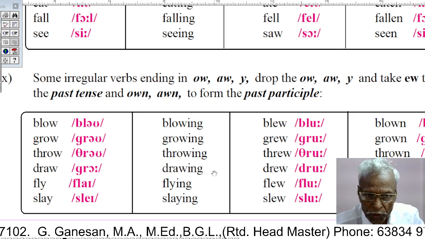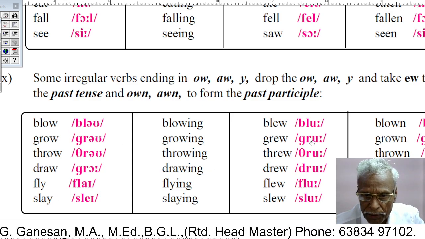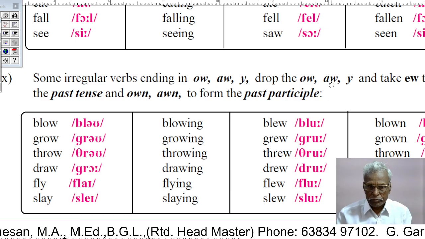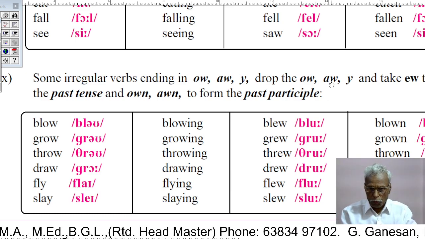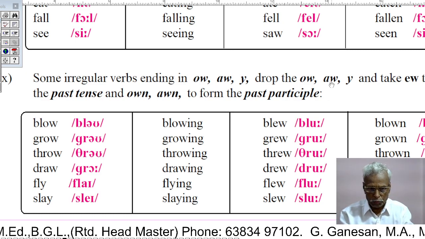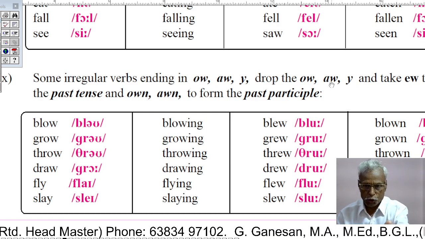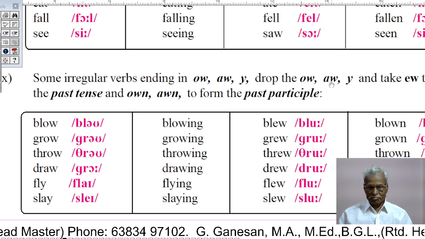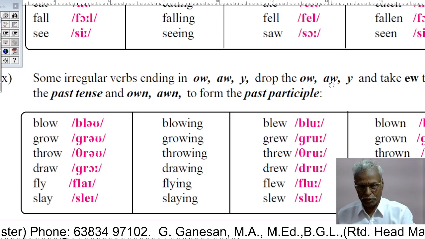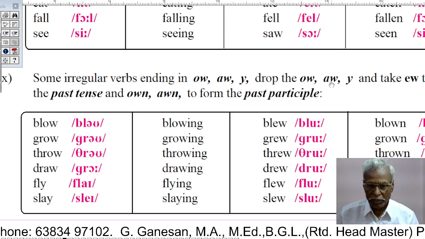Let us see. Drop the OW, take EW. Blow, blew. Grow, grew. Throw, threw. Draw, drew. Fly, flew. Slay, slew. Drop the two letters and add EW.